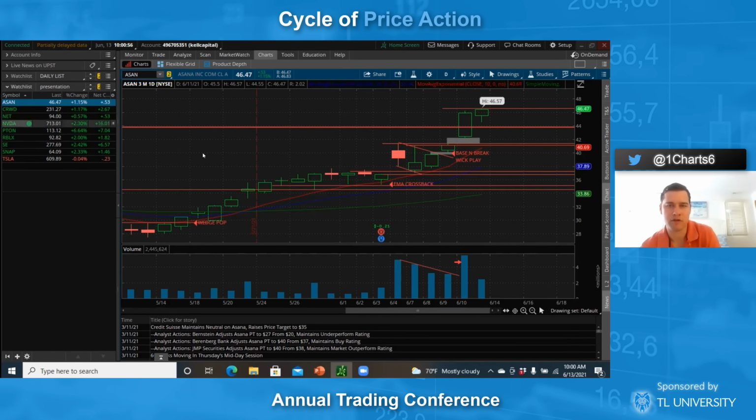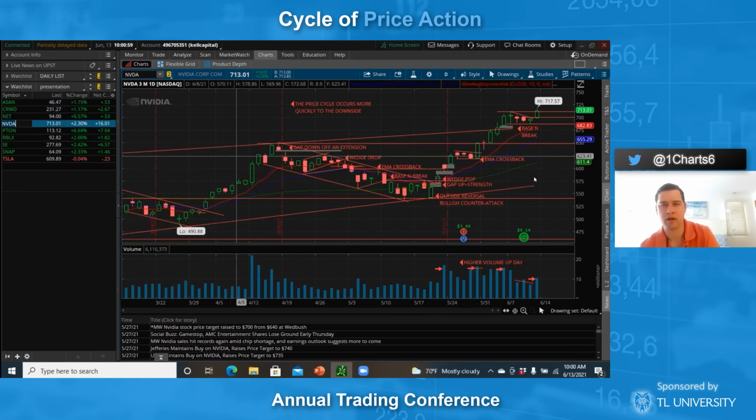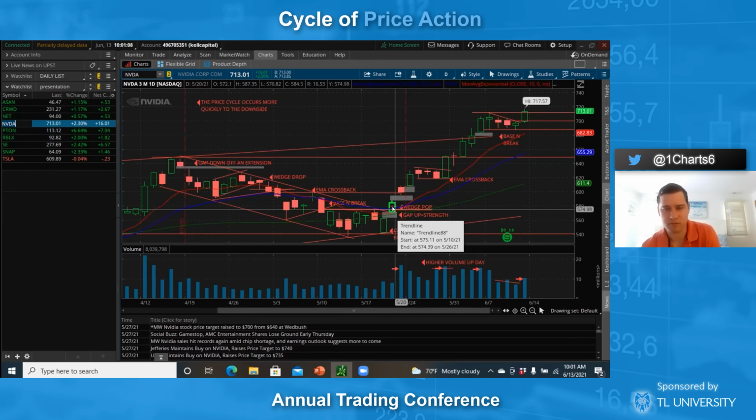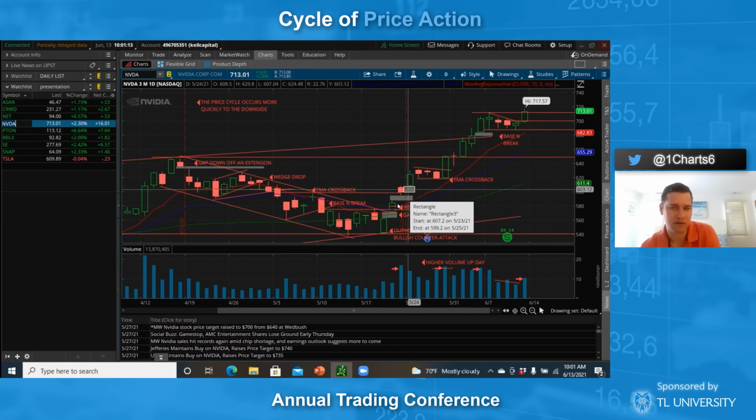So here, I'll show you a mistake that I made on NVIDIA. So I really handled NVIDIA well. I got into it here, which was pretty good, I guess. And then we had these three big gaps, a huge sign of strength when you get big gaps in a row. And I actually added here. Now, the mistake I made is I exited my whole position here.